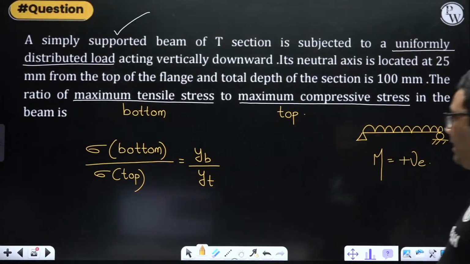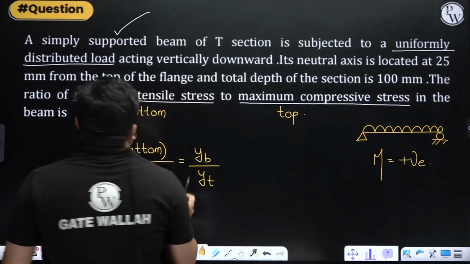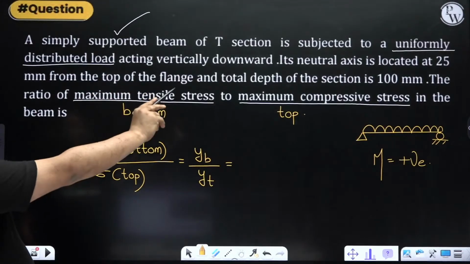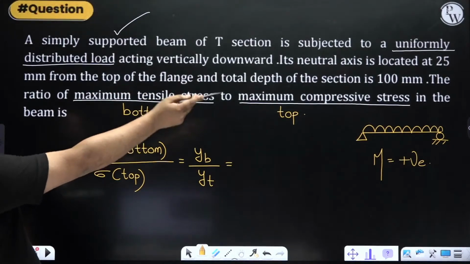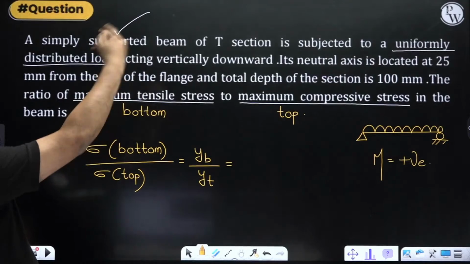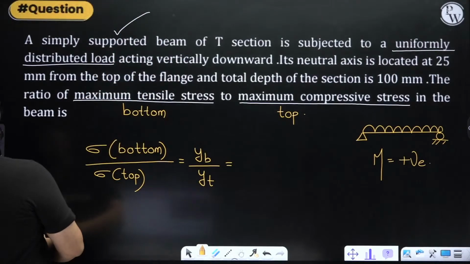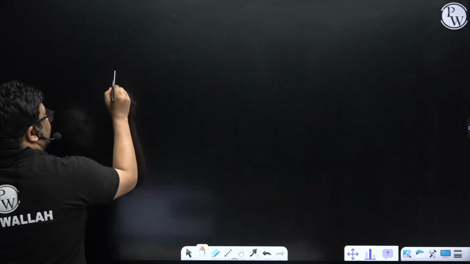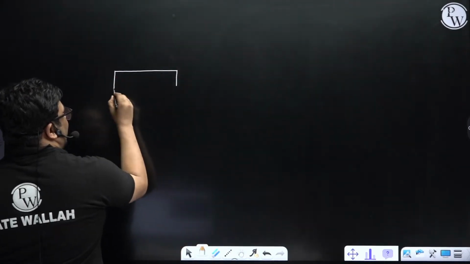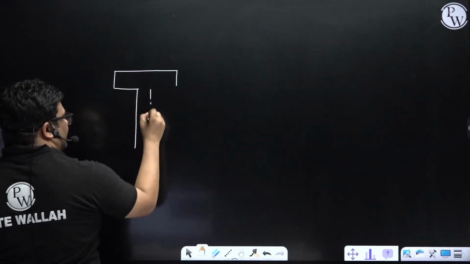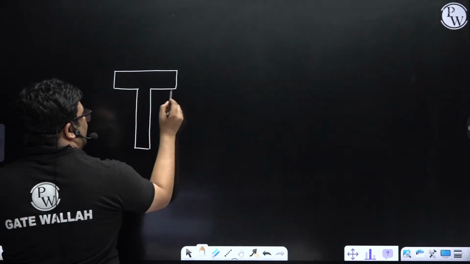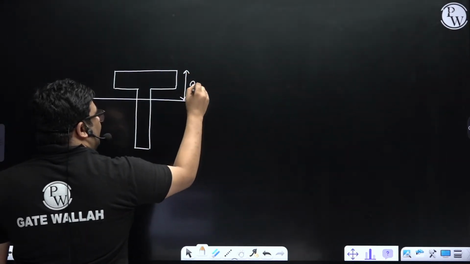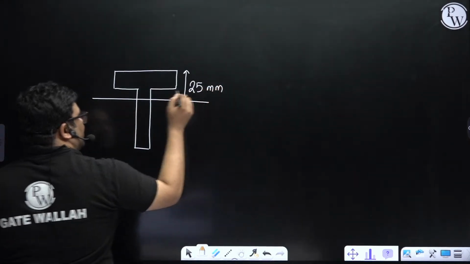Y bottom by Y top, right? Y bottom by Y top. So you see what is given here. It is given the neutral axis is located at 25 mm from the top and the total depth of the section is 100. That means what? That means the T section, you see, the cross section is a T section, something like this, right? And the neutral axis is at 25 mm from the top, right? The total depth is 100.